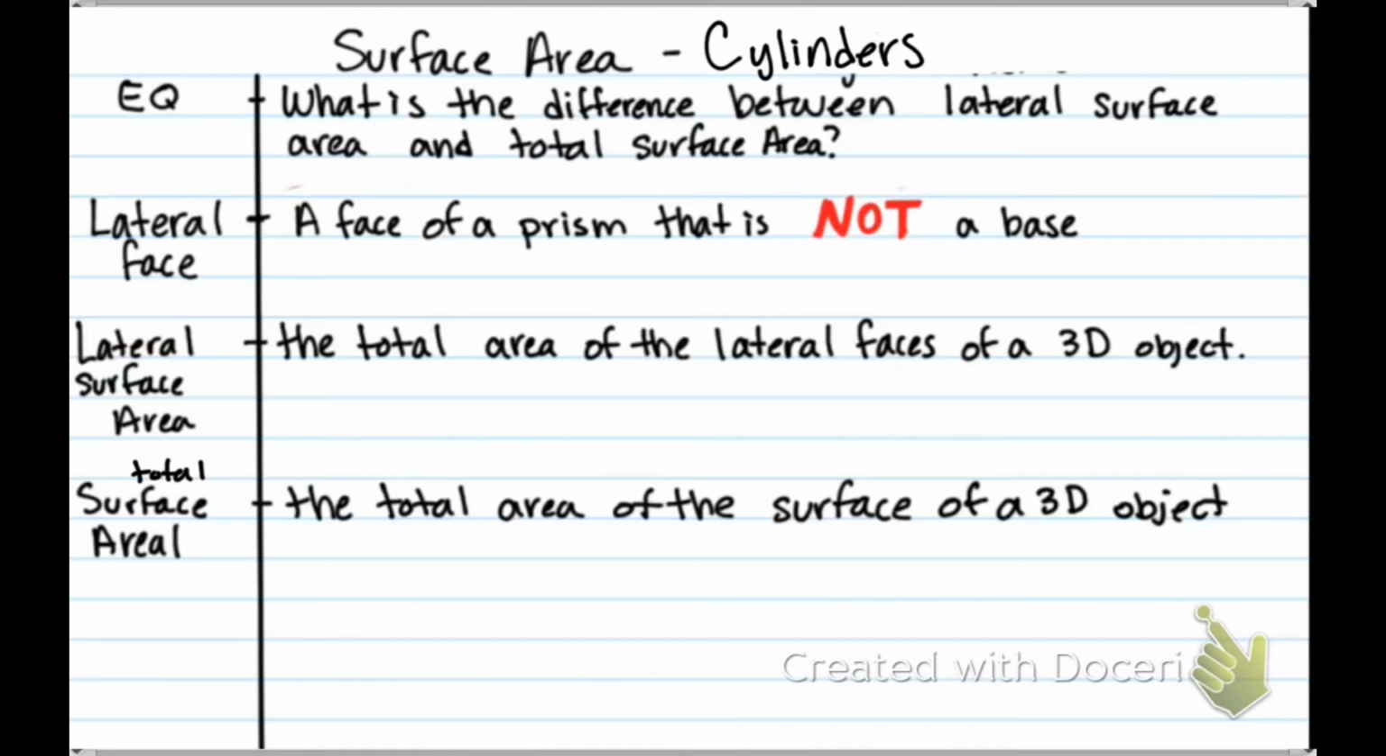Okay, so if we know what the lateral faces are, we can get the lateral surface area. It's the total area of the lateral faces of the 3D object. And then total surface area is going to be all the faces, including the base, the two bases, the top and the bottom. Okay, so let's do a few questions about how to find surface area in a cylinder.